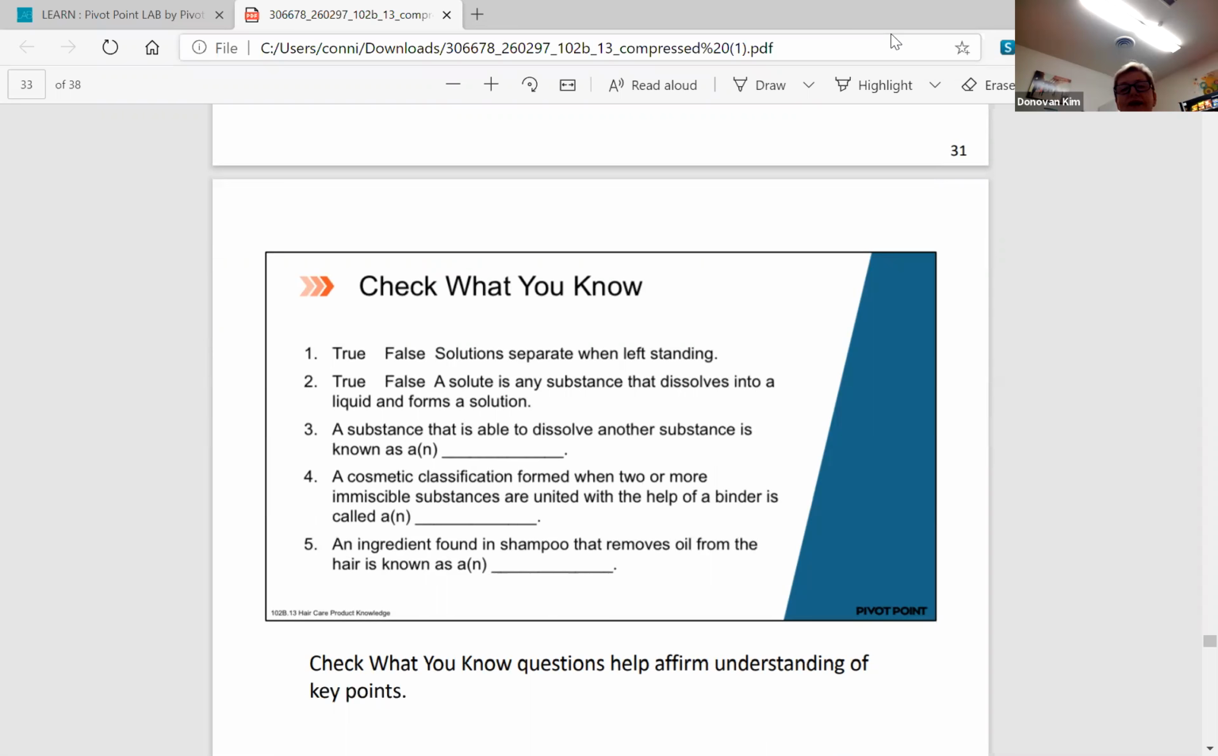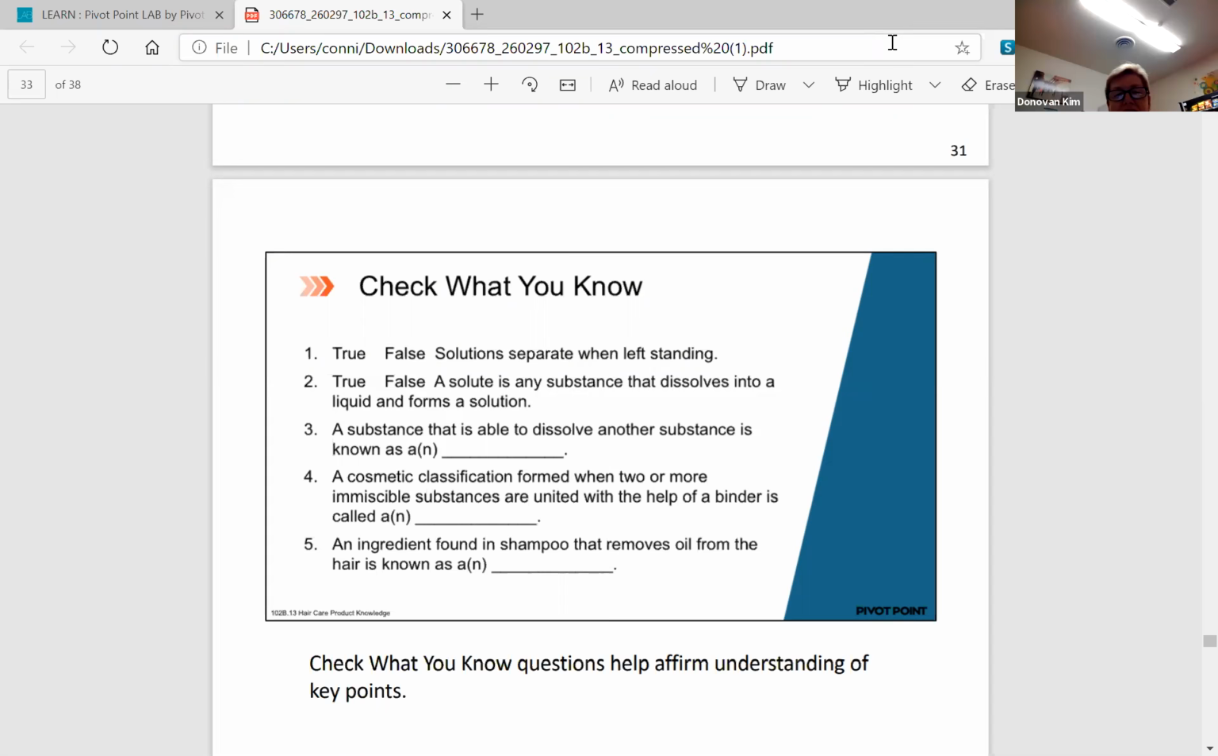Okay, yeah. So what do you think? True or false? I'm thinking it's false, because solutions are mixed, they stick together, right? We'll find out. Number 2: a solute is any substance that dissolves into a liquid and forms a solution. Anyone want to guess? True. Yeah, that's true.